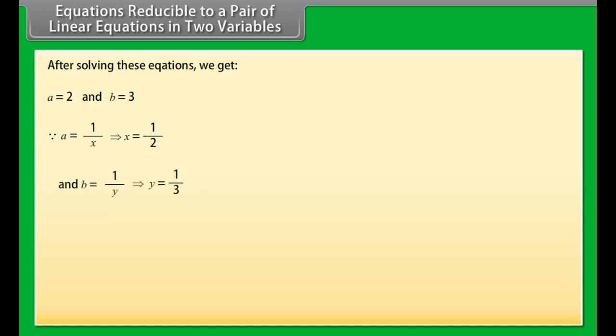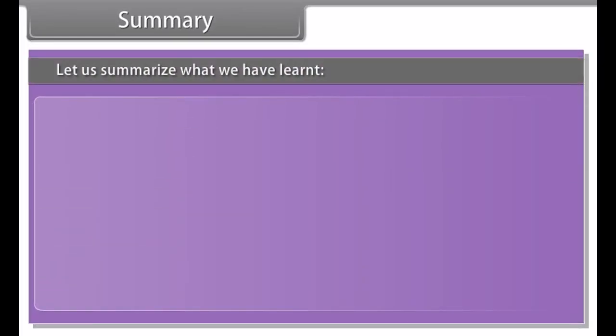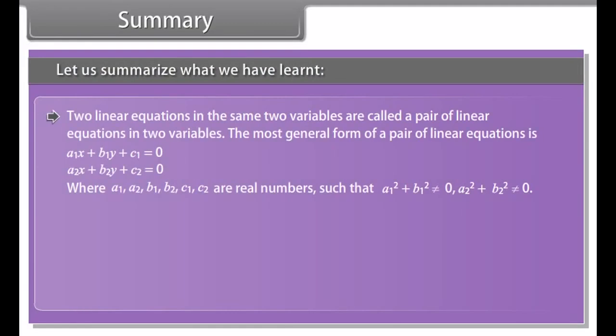equation 2. Solution. Let a equals 1 upon x and b equals 1 upon y. Then a upon 2 plus b upon 3 equals 2, or 3a plus 2b is equal to 12, equation 3. And a upon 3 plus b upon 2 equals 13 upon 6, or 2a plus 3b is equal to 13, equation 4. After solving these equations, we get a as 2 and b as 3.